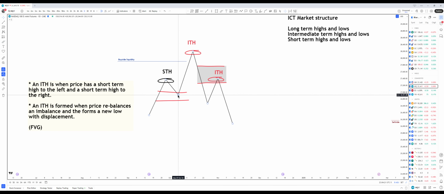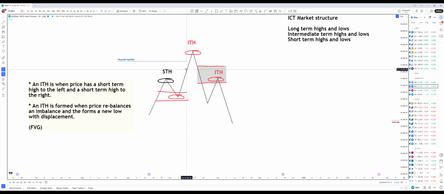So how you can find the high probability market structure shifts and breaks is by the help of this type of market structure that ICT uses, all right? So let's say we had an intermediate term low right here. We said an intermediate term high or low is formed when price rebalances an imbalance and then forms a new low or high with displacement.